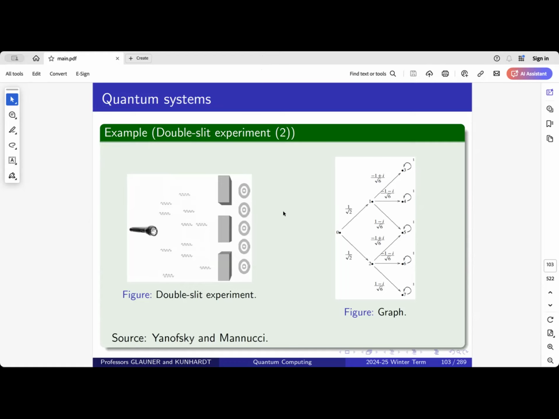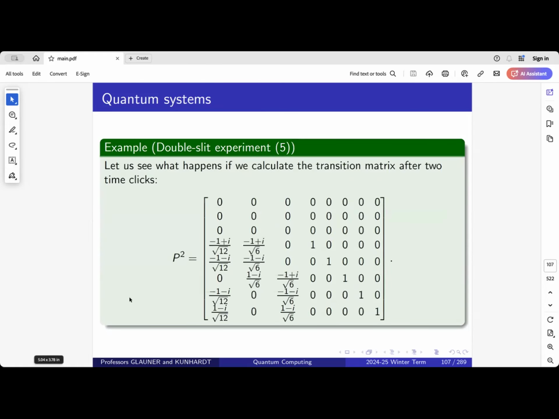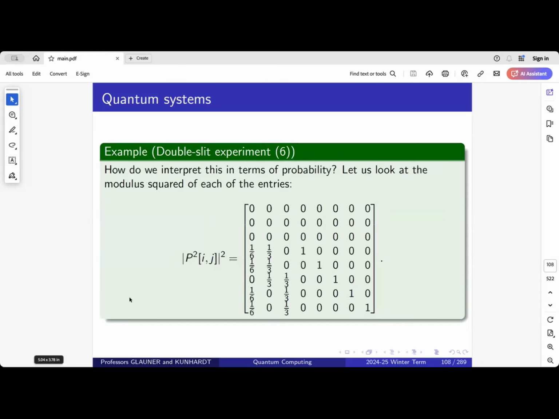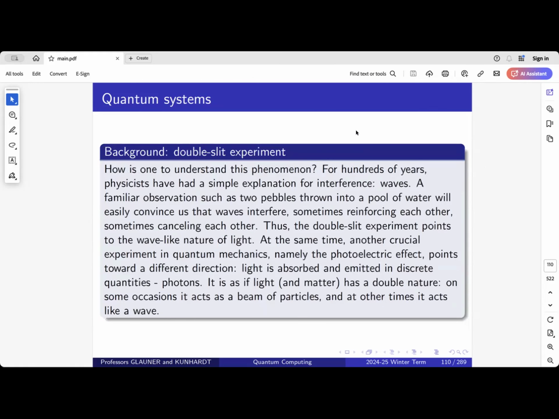So it's an effect we were unable to see with the probabilistic experiment. And you're most welcome to multiply P with itself as your homework, and you will see exactly this calculation here, why these two probabilities cancel each other out, and we have a 0 in that spot. And this is one example of interference where probabilities cancel each other out. We'll see interference more in this course, so this was just a motivation for it.